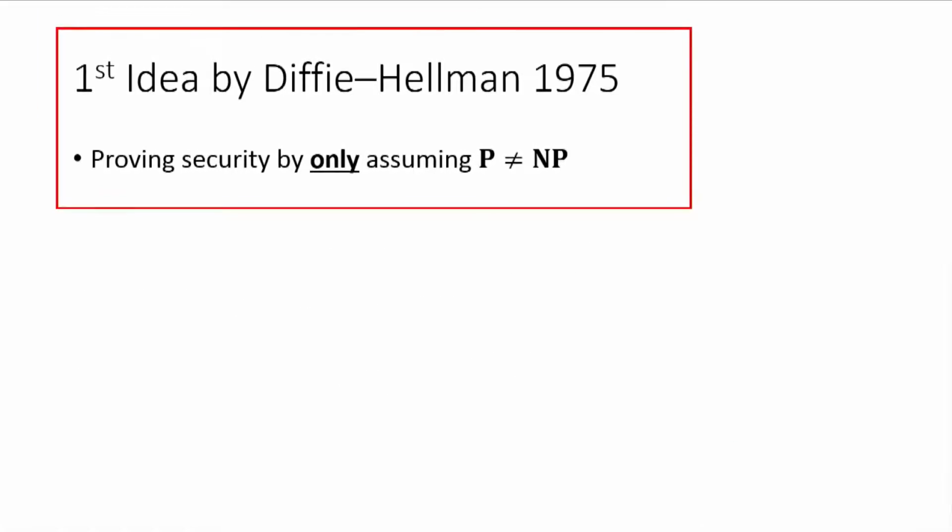The first idea was proposed by Diffie and Hellman. These are the guys who invented the so-called public key cryptography. How can we talk over the internet without even sharing a key ahead of time? And we start to talk to each other, a third person wouldn't understand what we are talking about. That's kind of a magical thing when you think about it.